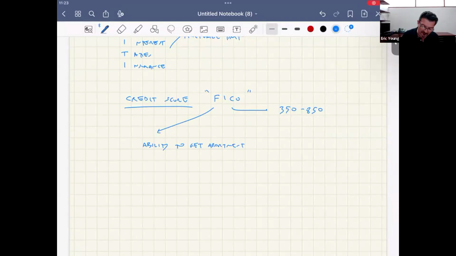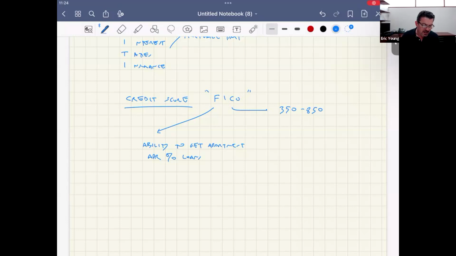Your FICO score affects the APR that you will pay on loans. All of lending is a risk function. Banks want to minimize risk. The riskier you are, the higher the interest rate the bank will charge you. And as we learned from time value of money, higher interest rates mean higher interest payments, and that starves your cash flow. It's not good. So you want to have a great FICO score so that you can benefit from getting good employment opportunities, good housing opportunities, and lower interest rates.